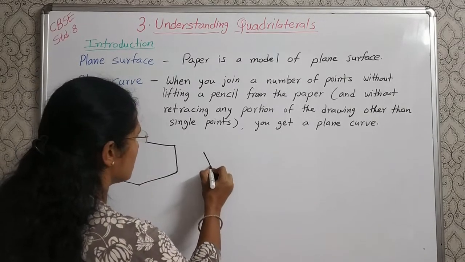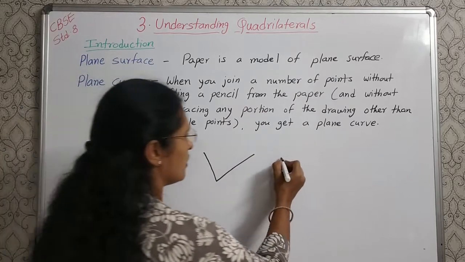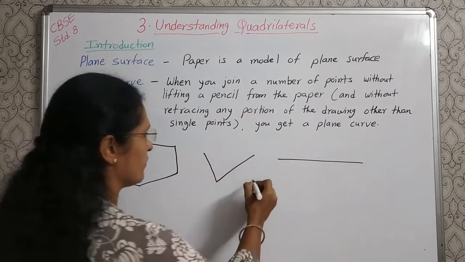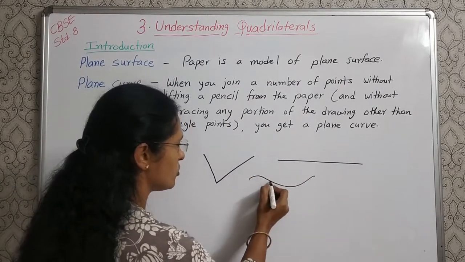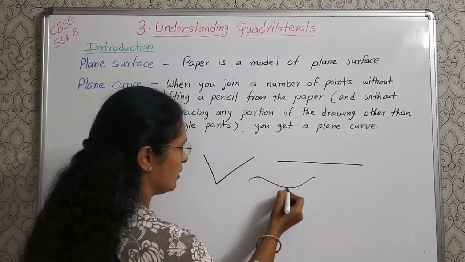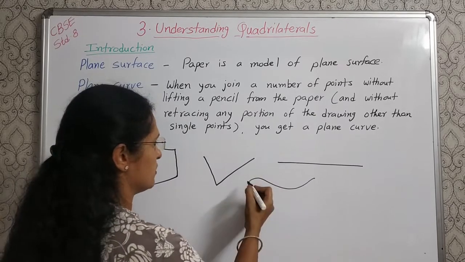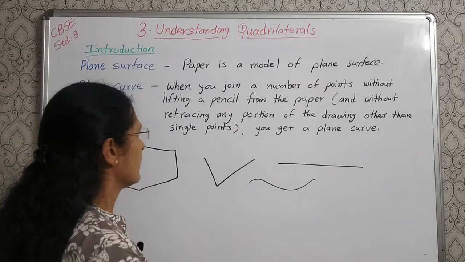Even this is a plane curve. Even this segment is also a plane curve. This is also a plane curve, because to draw this also I did not lift the pen. I started from here and it ends here without lifting the pen. So this is also a plane curve.